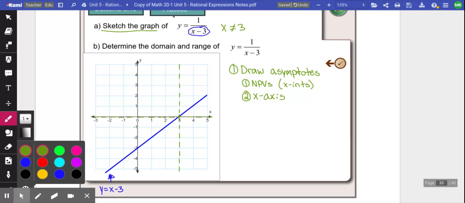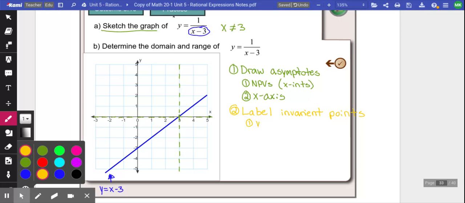Okay, second job to every one of these questions is to label invariant points. These are points that your graph will have in common with the line, x minus 3, and the reciprocal, 1 divided by x minus 3. They always happen in 2 places.